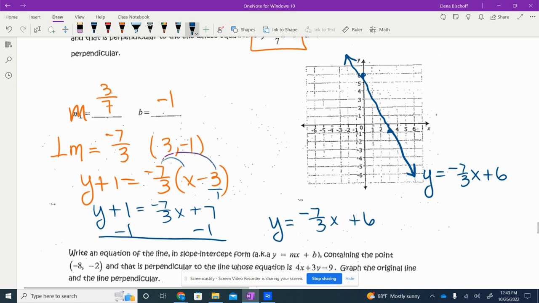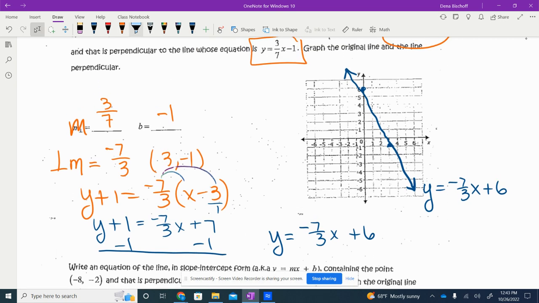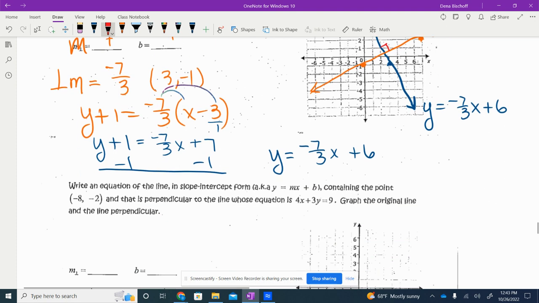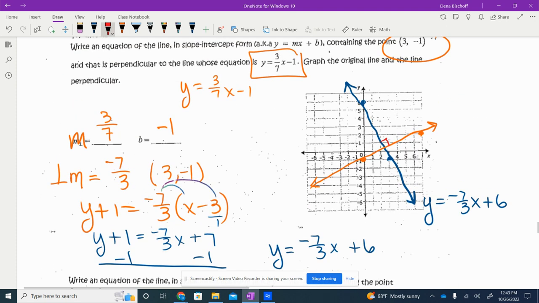Okay, let's graph the first line. The first equation, which was y equals 3/7 x minus 1, means I begin at negative 1, go up 3 over 7. Make sure, since you know these are perpendicular, that you add your little right angle in there. Okay, so here is what I'm going to do. I'm going back so you can see it.